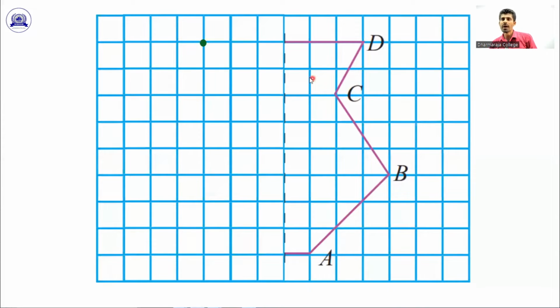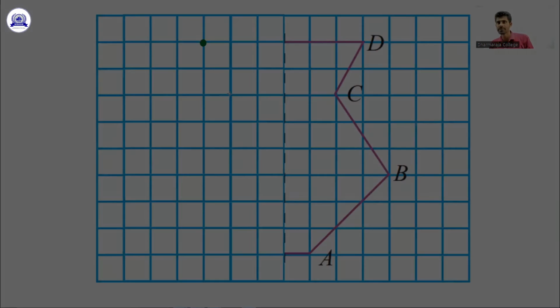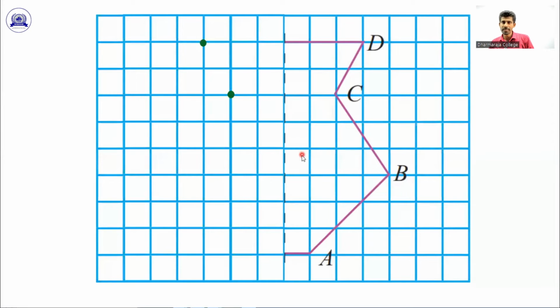1, 2 squares are there. That means 1, 2. How many squares should be there? 1, 2 squares should be there for this. Next one, 1, 2, 3, 4 squares for the right side. That means 1, 2, 3, 4 squares. This should be the point.